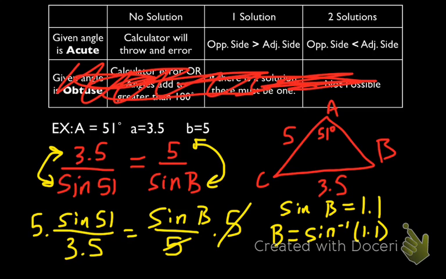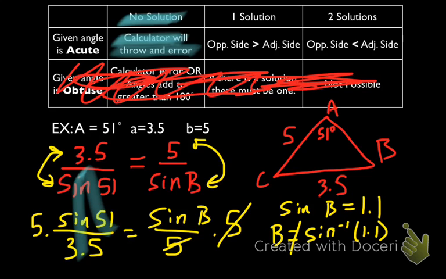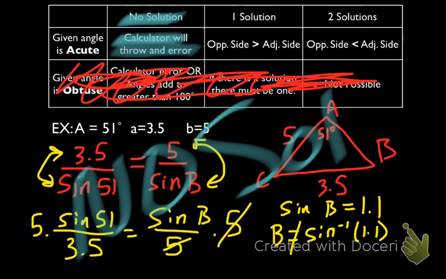There's an error. This does not work. So as soon as your calculator throws an error, you know that you are in this column right here, in the no solution square. So I would write no solution, and then I would stop.